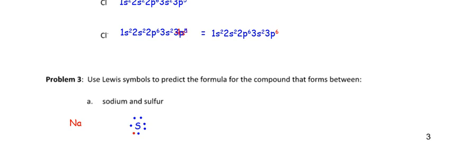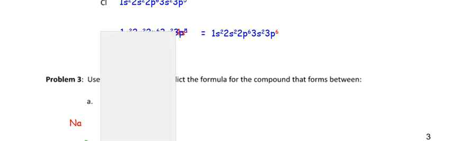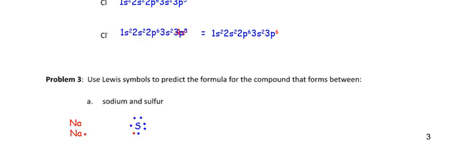So what's going to happen here? I need what? I need another sodium. Oops. So I have another sodium now, and what can I do? I can now move this over here. I guess I'll stick it right there. And now what? I needed 2 sodiums for 1 sulfur.